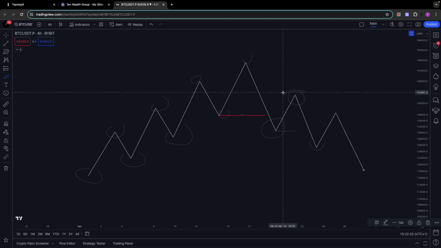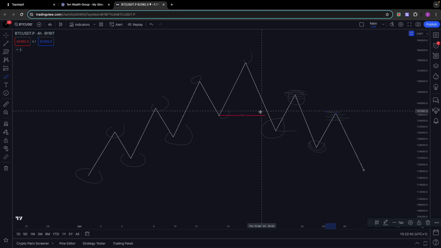A lot of traders will get in the market here. I, for one, with our strategy, will also do that. But a lot of other traders, they want to confirm a lower low, and then they're going to confirm the second lower high to then go and get into a trade.